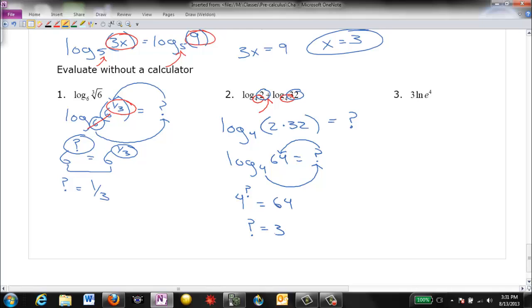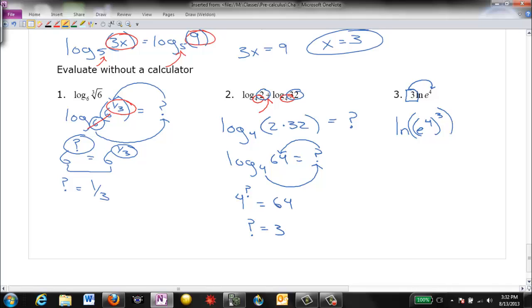All right, last one here. We have 3 times the natural log of e to the 4. The first thing I see is a number out front of the natural log, so I'm thinking power property on this one. I can put that 3 back up into the exponent. So I'm going to rewrite this as the natural log of e to the 4th, raised to the 3rd. And that entire expression is inside of the natural log.